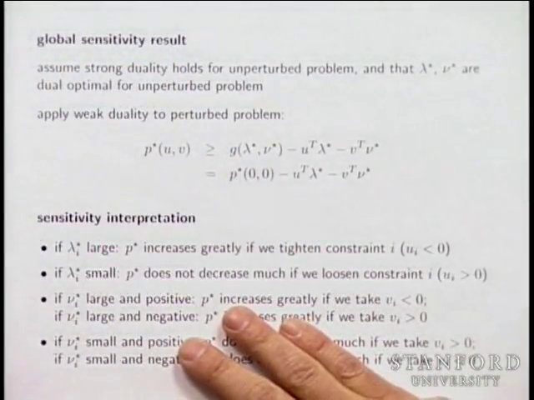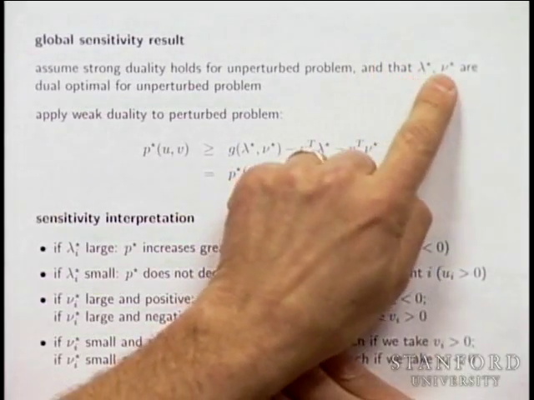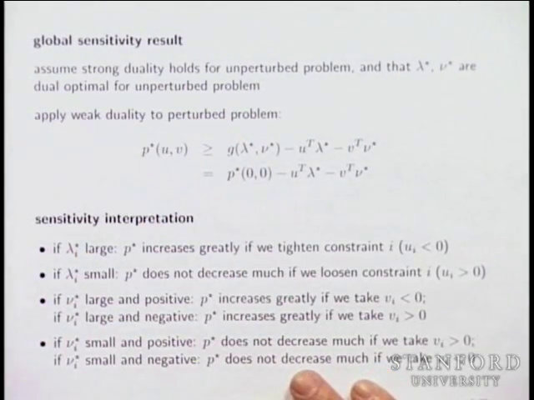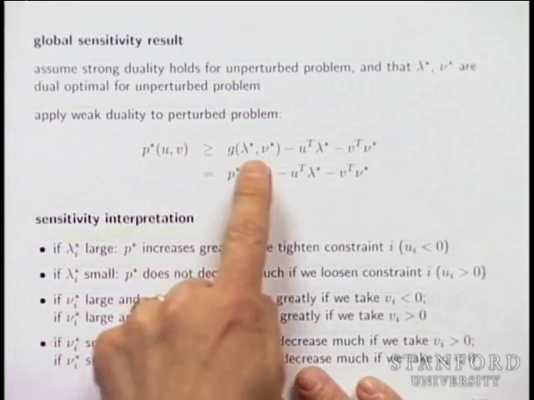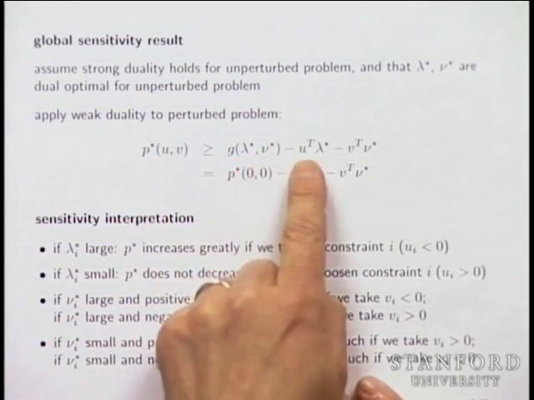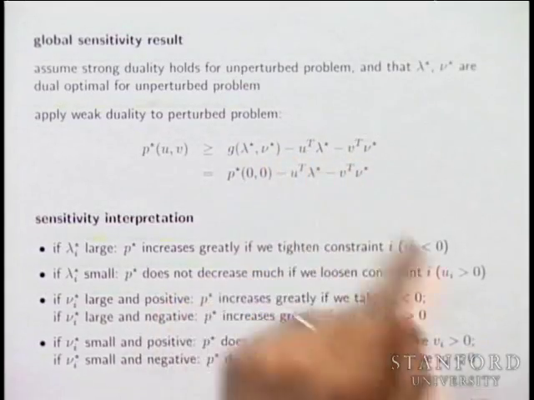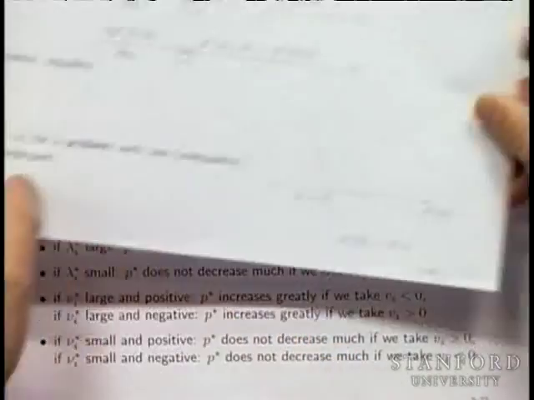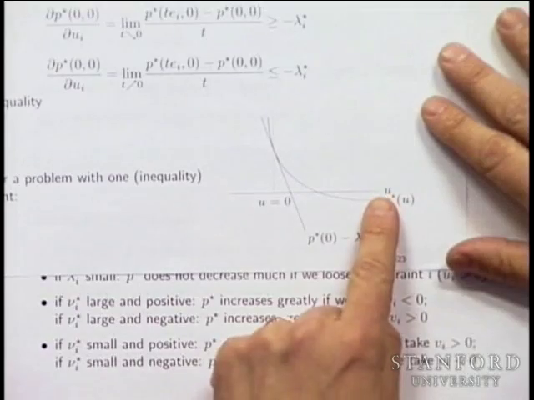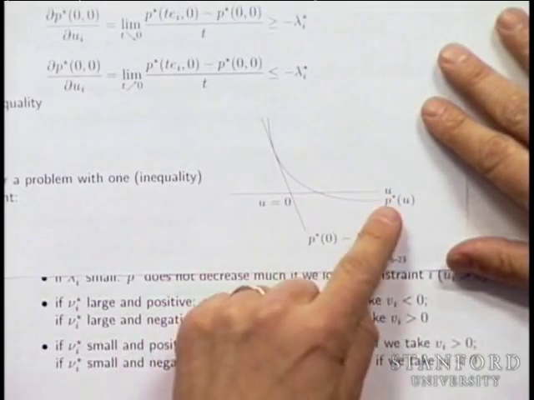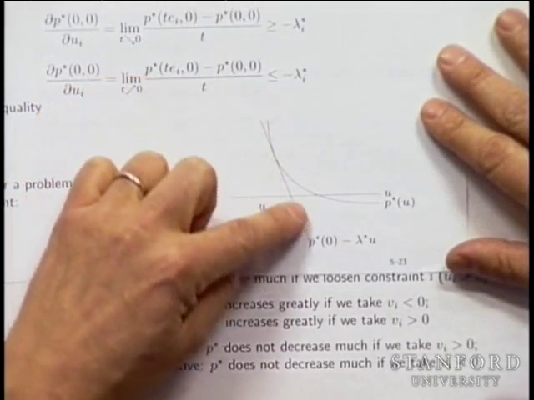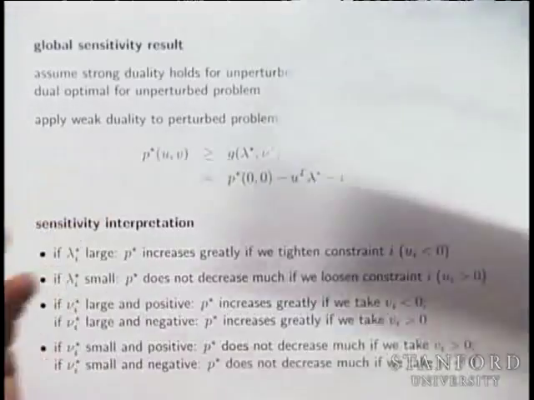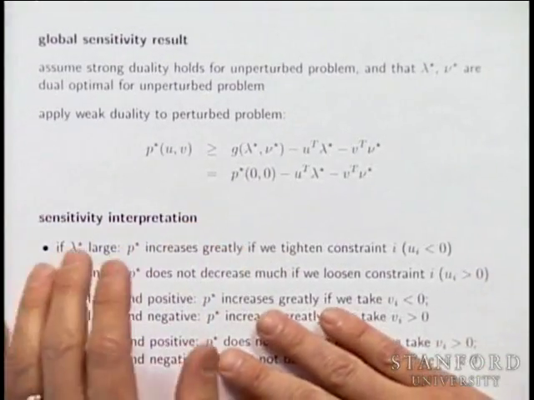Assume you have strong duality for the unperturbed problem, right? And lambda star and nu star are dual optimal for the unperturbed problem. Then you have the following. p star of u, v is bigger than or equal to g of lambda star, nu star minus this. So you get this affine thing. Okay? And let me just quickly draw a picture to show you how that looks. Here might be u, as you change u, and here's p star of u. And it basically says that there's an affine function here that lies below p star of u. It kind of makes sense. But anyway, this is it.